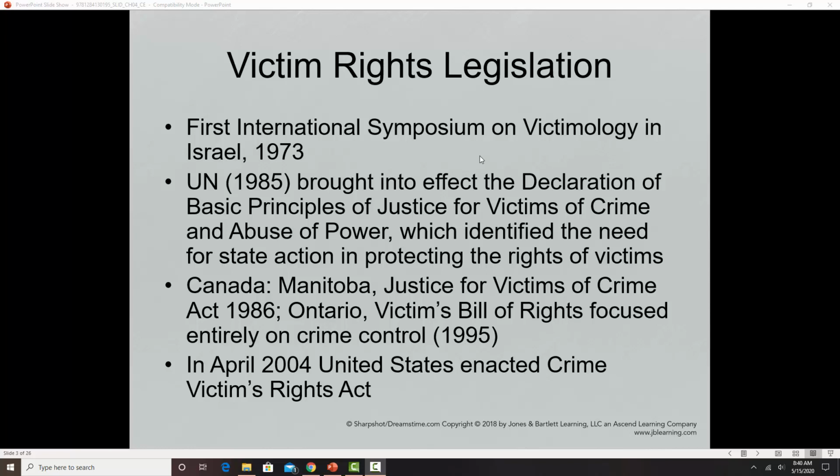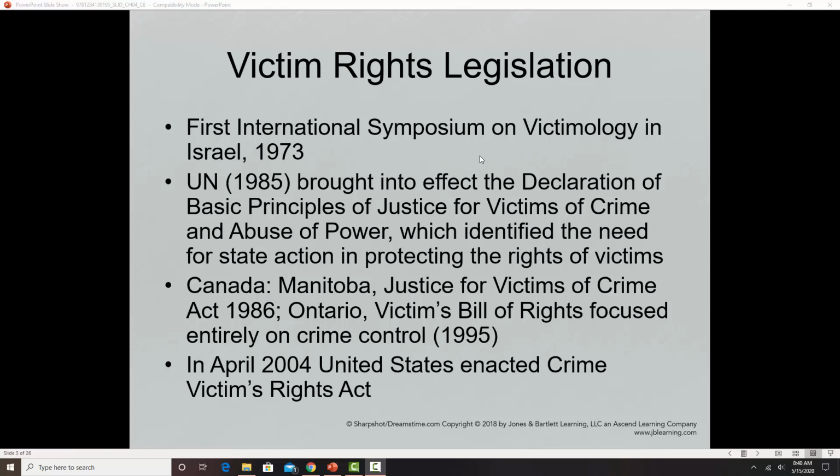In 1985, we had the United Nations Declaration about basic principles of justice for the victims of crime and abuse of power, which identified the needs for state action, and these are listed in table 4.1 on page 108 of your textbook. So access to justice and fair treatment, restitution, compensation, and assistance. So addressing the fact that victims have a right to all of those things.